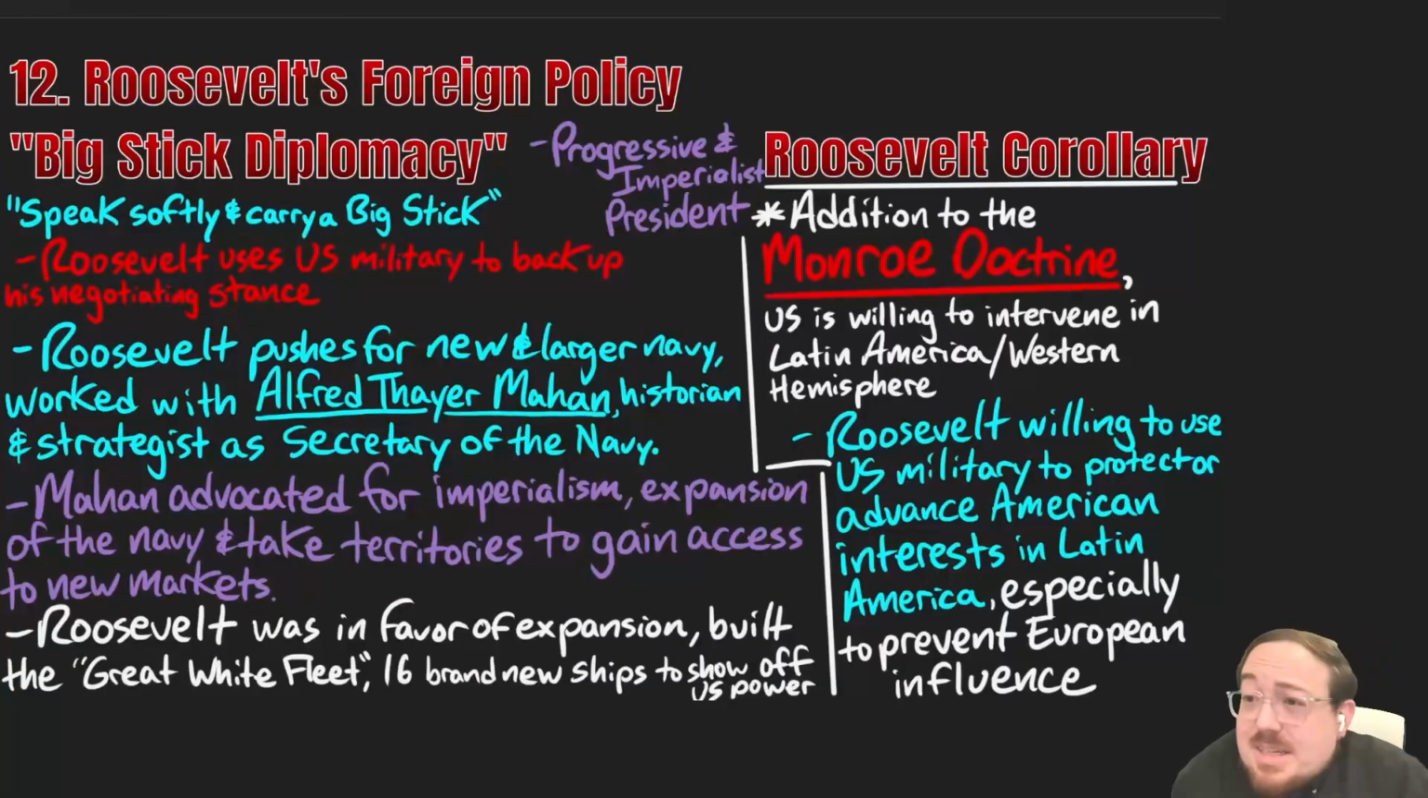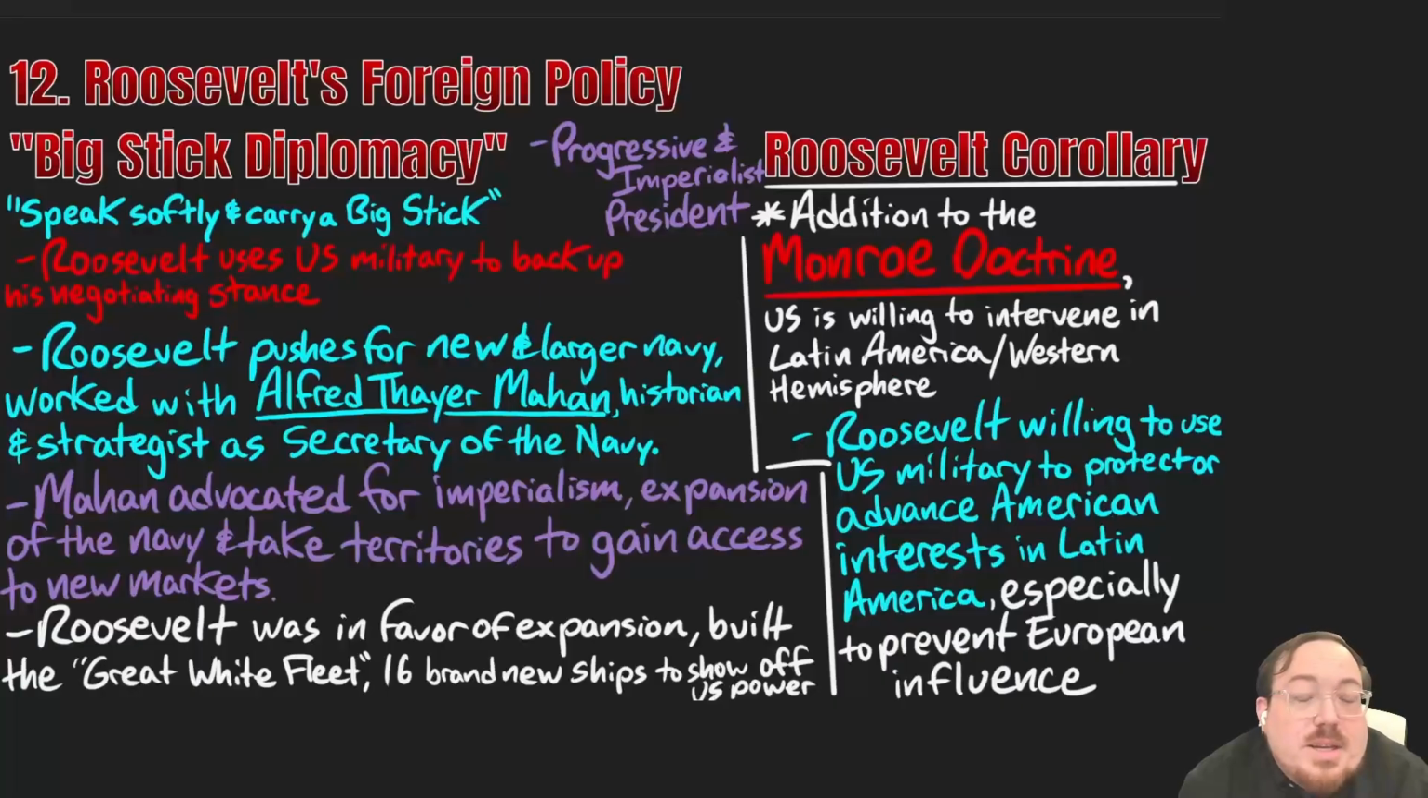Besides the teddy bear, the thing that Roosevelt is most well known for is his foreign policy, typically called big stick diplomacy. Speak softly and carry a big stick. Basically, our imperialist president is saying that we are going to negotiate, we are going to be nice, we're going to help out, but we're ultimately going to use our military if we don't get what we want.